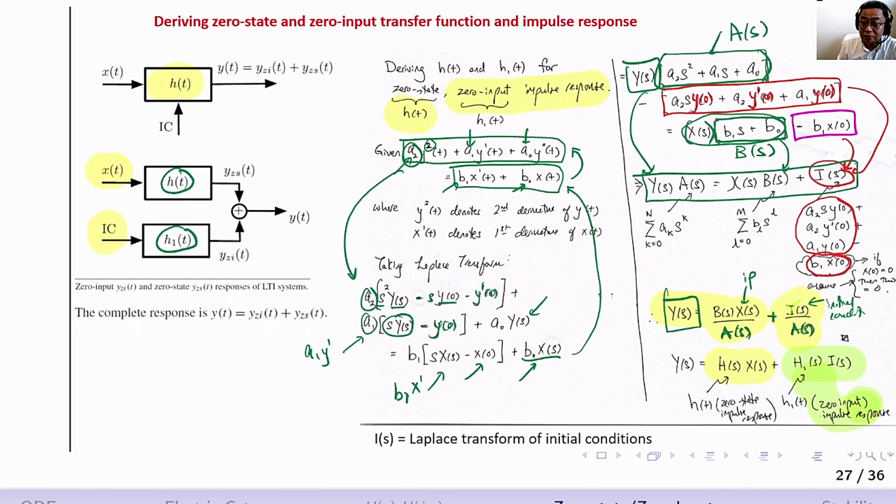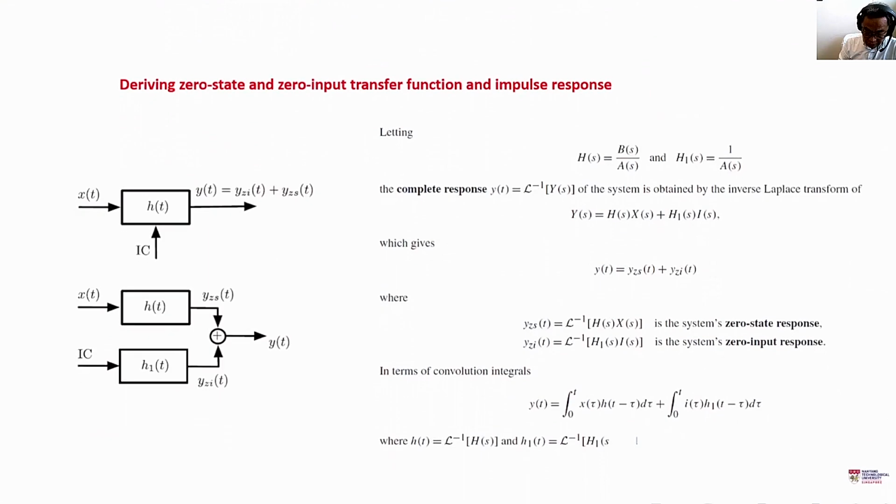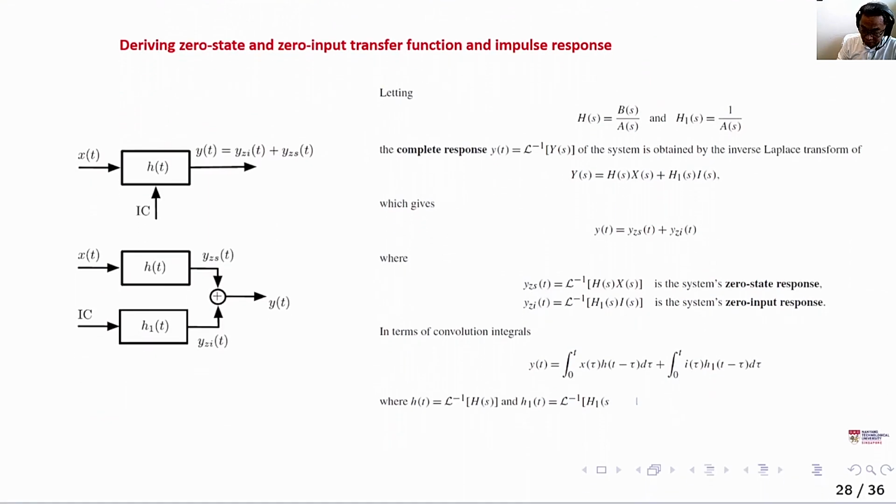So with these slides, we understood that now we can cleverly divide the response into two parts. One due to the input, one due to the initial condition. The one due to the input is called zero state, and the one due to the initial condition is called the zero input. The next slide shows the same information. You can read it on your own. And with that, we'll go to the example in the next slide.